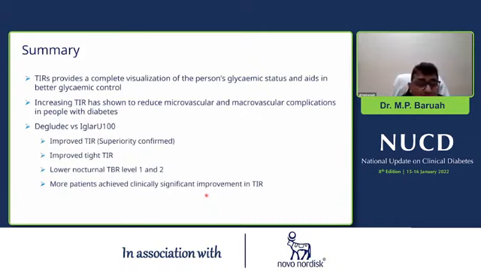If we talk about various insulins, degludec is far better than insulin U100 glargine in improving time in range. Superiority has been confirmed by various studies, and it also improves the tight time in range, that is the 70 to 140 milligram range, and also lowers nocturnal hypoglycemia, both level 1, less than 70, and level 2, less than 54 milligram per deciliter. And more patients achieved a clinically significant improvement in time in range with degludec, as shown in the study.